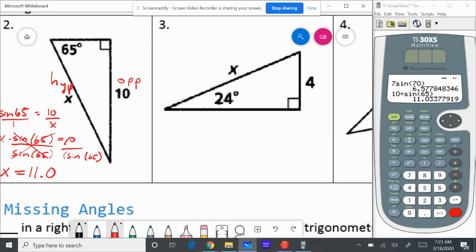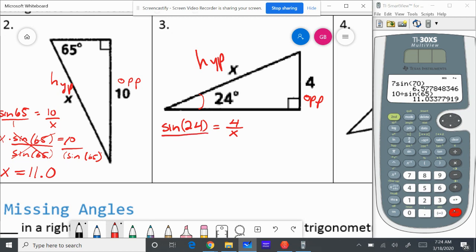Okay, here we're given this 24-degree angle, 4 is the opposite, x is the hypotenuse. So once again, we're going to use sine. So the sine of 24 is equal to 4 over x.